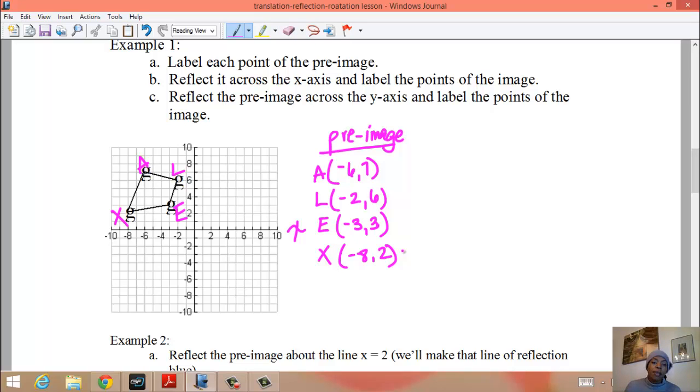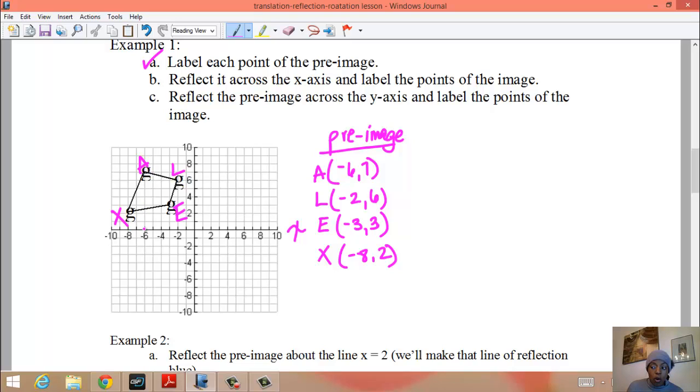Let me start off with labeling, and then we're going to look at what's involved in flipping. Our first step was to label each point of the pre-image, which we did. Our second step, part B, reflect across the x-axis and label the points of the image. So here is the x-axis. I need to count how many units each point is away from the x-axis and put its reflection on the other side of the line of reflection. For example, let's flip A first over the x-axis. How many units is point A away from the x-axis? Point A is 7 units away.